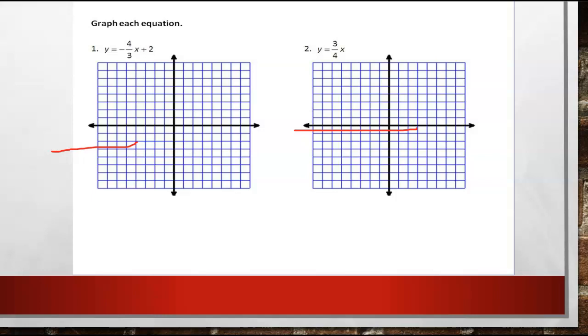So this unit is standard form. 2.2 is all about standard form and x and y intercepts. So number 1 is not in standard form. The easiest thing to do to graph x and y intercepts is to change it to standard form. So the first thing I would do is move over my x. So that creates 4/3 x plus y equals 2. Then I'd get rid of my fraction by multiplying by 3.